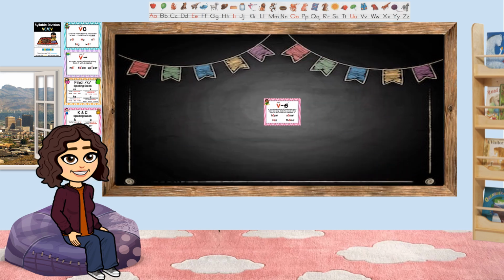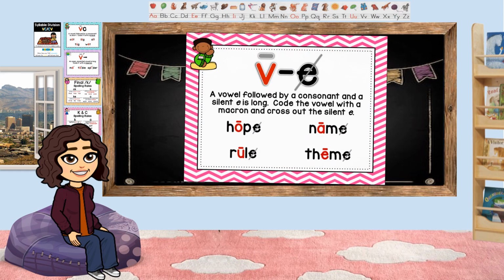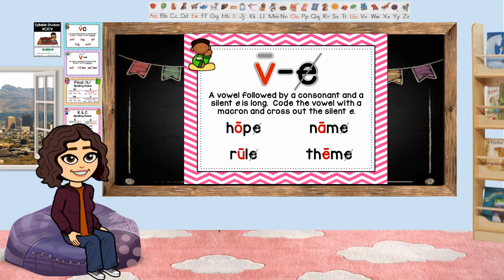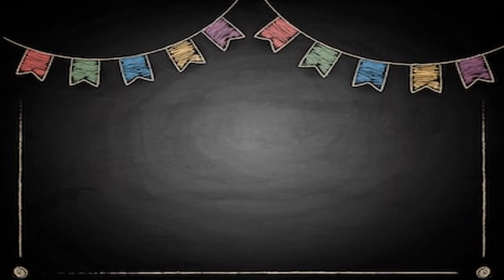And we have our vowel consonant E rule. A vowel followed by a consonant and a silent E is long, and we code the vowel with a macron, and we cross out the silent E. Let's begin coding with our first word.